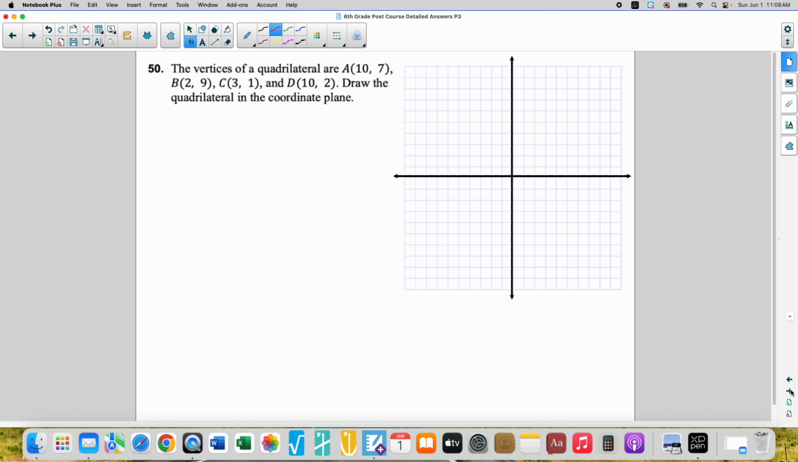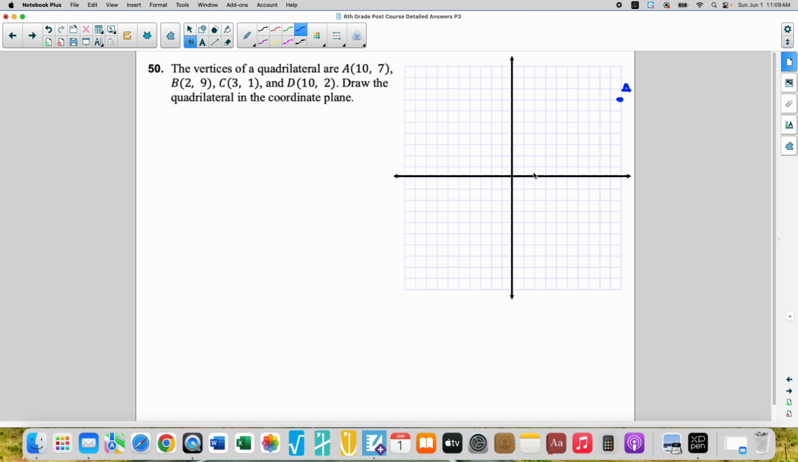The vertices of a quadrilateral, it's a four-sided figure, are A is at 10, 7, B is at 2, 9, C is at 3, 1, and D is at 10, 2. Draw the quadrilateral in the coordinate plane. Okay, so A is 10 on the X, 7 on the Y. That's right here. That's point A.